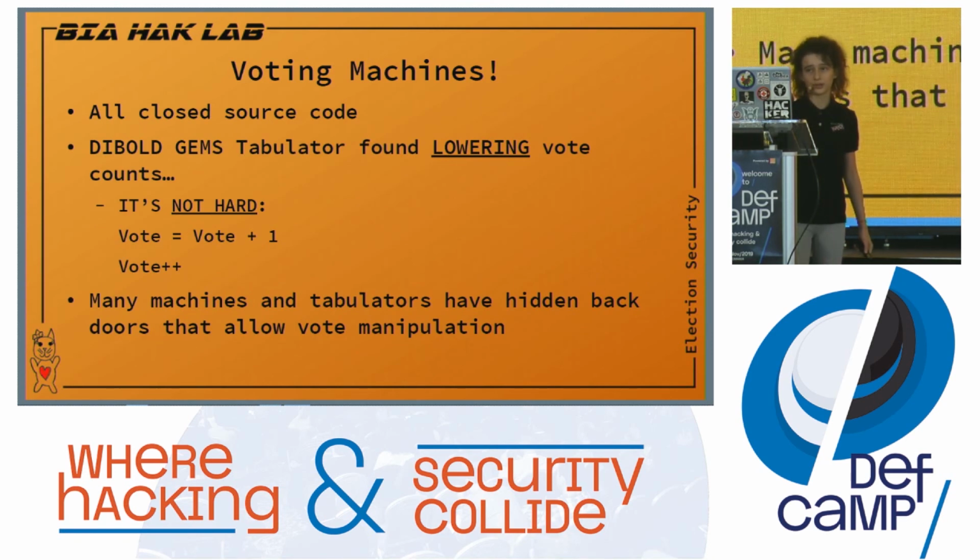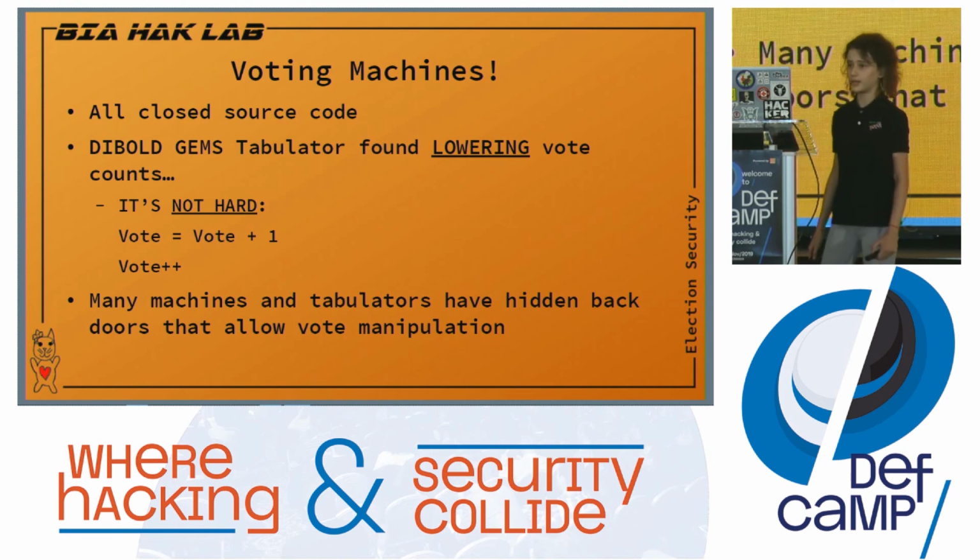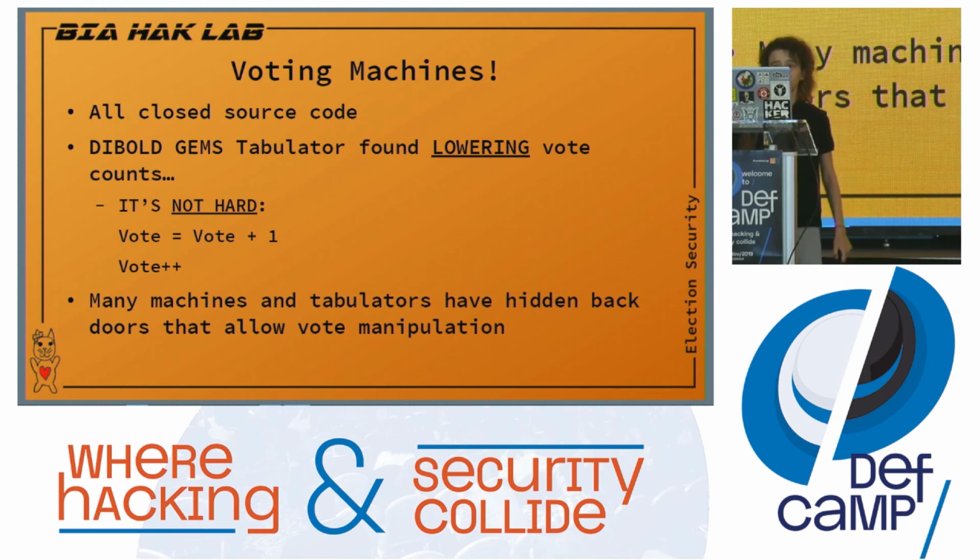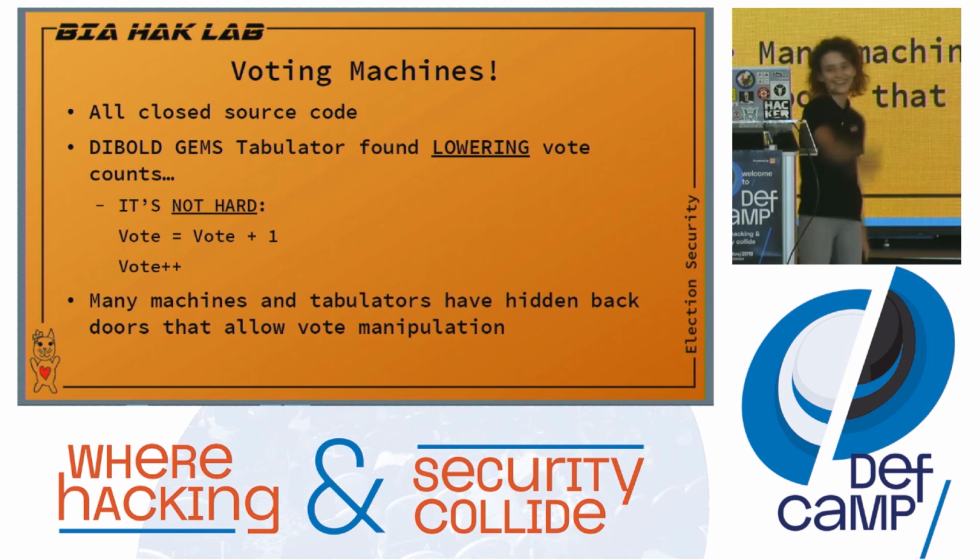These manufacturers keep their source closed and will threaten to sue people if they try to examine their software. The Diebold GEMS tabulator was found lowering vote counts. It's not that hard, people. Vote gets vote plus 1, or for my C fans out there, vote plus plus. Many machines and tabulators have hidden back doors that allow votes to be manipulated during the election.